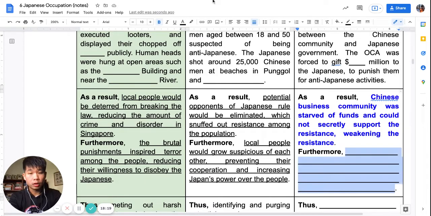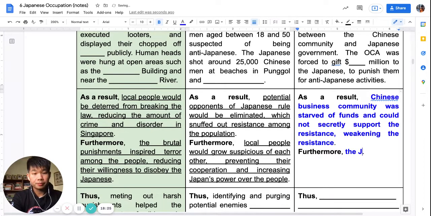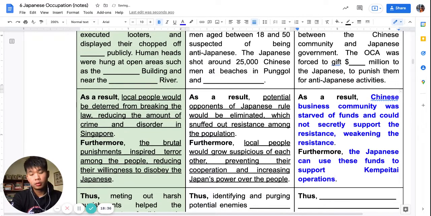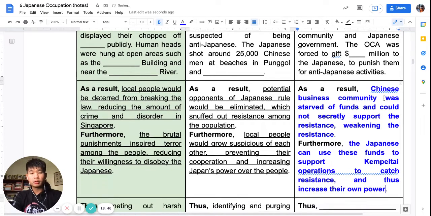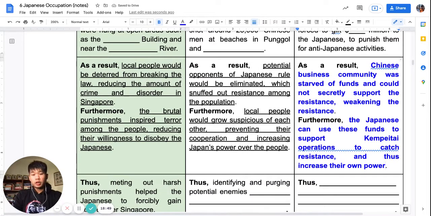That's one explanation. Furthermore, if the Chinese have less money, where does this money go? It goes to the Japanese. So the Japanese have more money to support Kempeitai operations, to catch the resistance, and thus increase their own power. With this money, now the Kempeitai is stronger, more efficient, catches the resistance, and they get more power. If you need to, pause and copy these explanations. But in general, I believe for most of my Sec 2 classes, I have gone through this in class. So this is really for those who missed any lessons and didn't have these explanations.